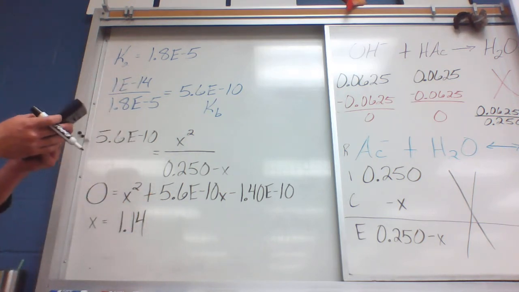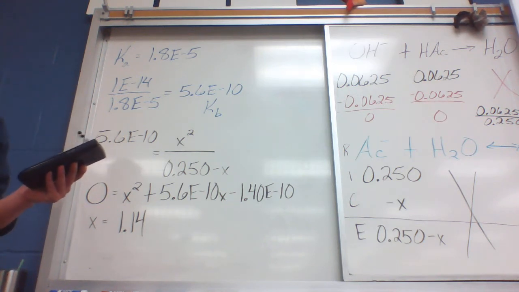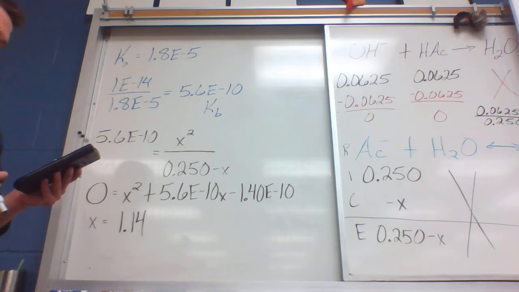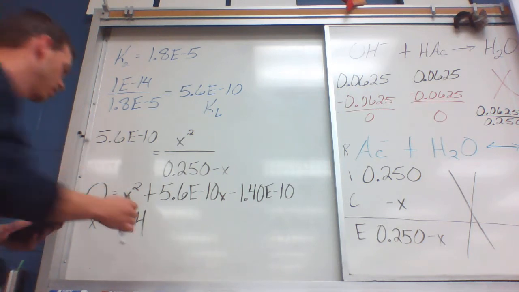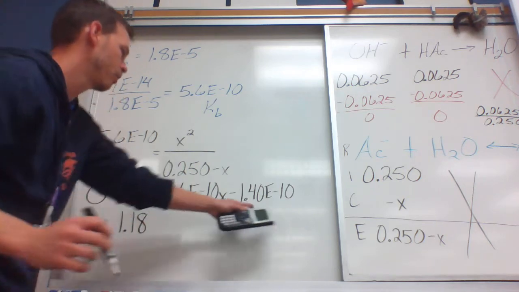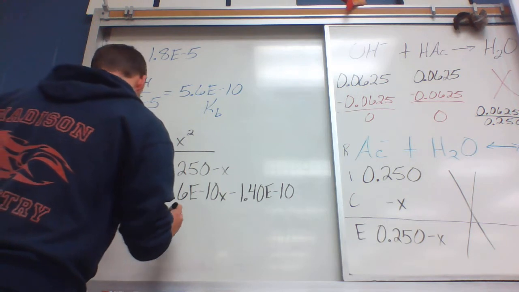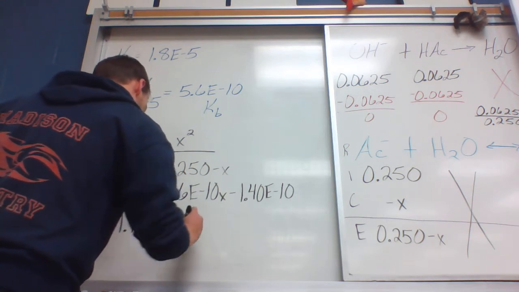Hey, did y'all get 1.14 E negative 5 here? I got 1.2. No, we have to go to 3 sig figs.